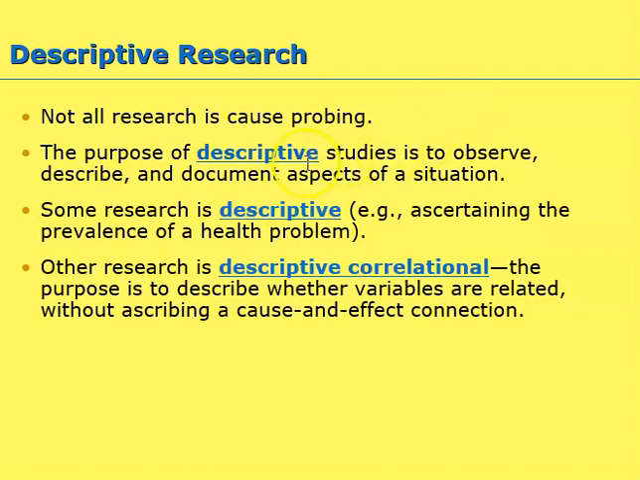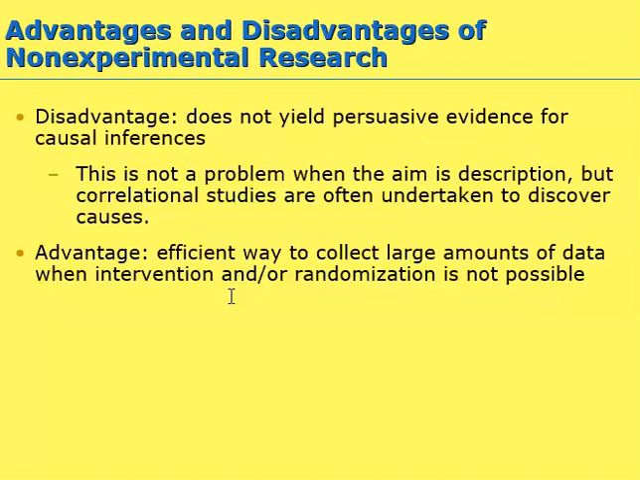And then sometimes we marry those two terms together. So it's a descriptive correlational study, where we're collecting prevalence or frequency-like descriptive statistics, but we also want to see what variables are related within our study. Those are also a common design in medical nursing research.